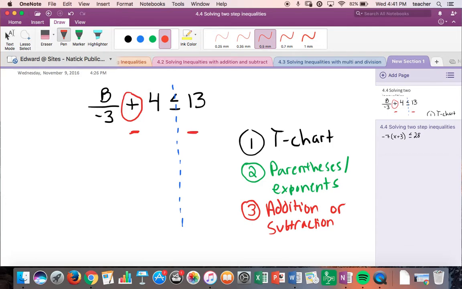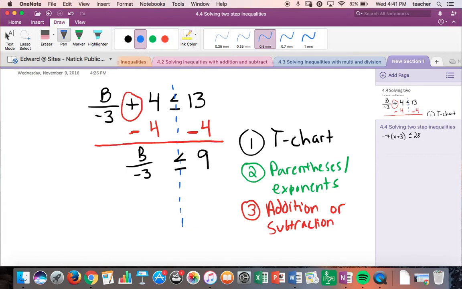Remember, this blue dotted line is my line of symmetry. And we're going to subtract 4 from both sides. The reason why we subtract 4 is because we want to get b over -3 by itself. By subtracting 4 from both sides, we notice that 4 minus 4 becomes 0, which is the whole goal here. So we're left with just b divided by -3. This dotted line is a placeholder for my less than or equal to symbol. And 13 minus 4 is 9.